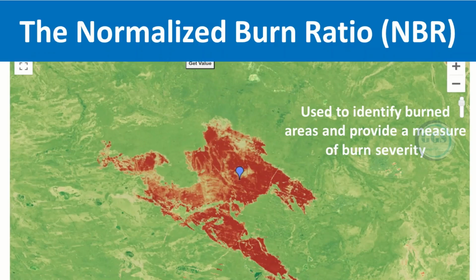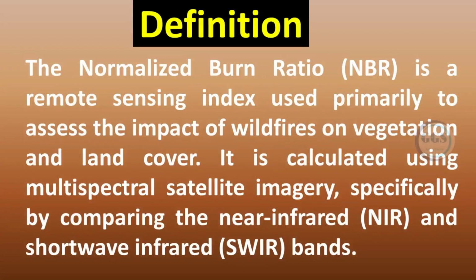After wildfire, you can use this index to identify areas that were burnt from areas that were not touched during fire incidents. Now, the normalized burn ratio is a remote sensing index used primarily to assess the impact of wildfires on vegetation and land cover. It is calculated using multispectral satellite imagery, specifically by comparing the near-infrared and the shortwave infrared bands.